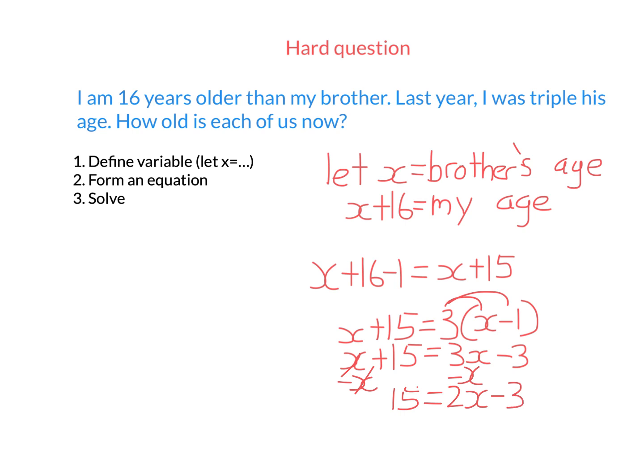And now I can just solve like normal. I can add 3 to both sides and then divide by 2. So I get x equals 9. So what does that mean? Well, that is my brother's age currently. So that means my brother is 9 and I am 9 plus 16, which is 25. So make sure that your final line actually answers the question. We're asked how old each of us is now, so we have to write how old my brother is and how old I am.